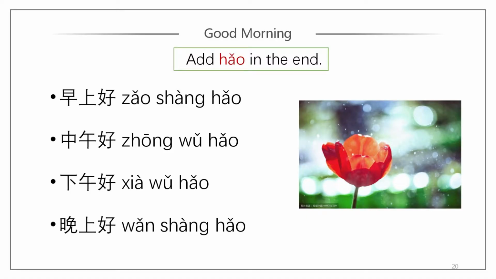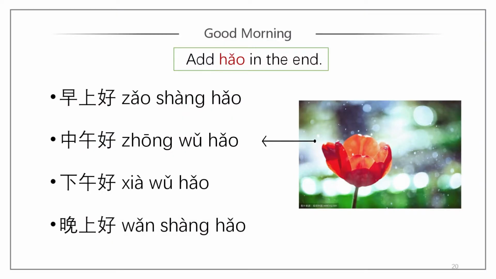Okay, so let's continue to the next one. 早上好。Good morning. 晚上好。Good evening. 上午好。Another way to say good morning. 中午好。Good noon. 下午好。Good afternoon. 下午 afternoon. 下午好。Good afternoon. Okay, so let's see the next one.